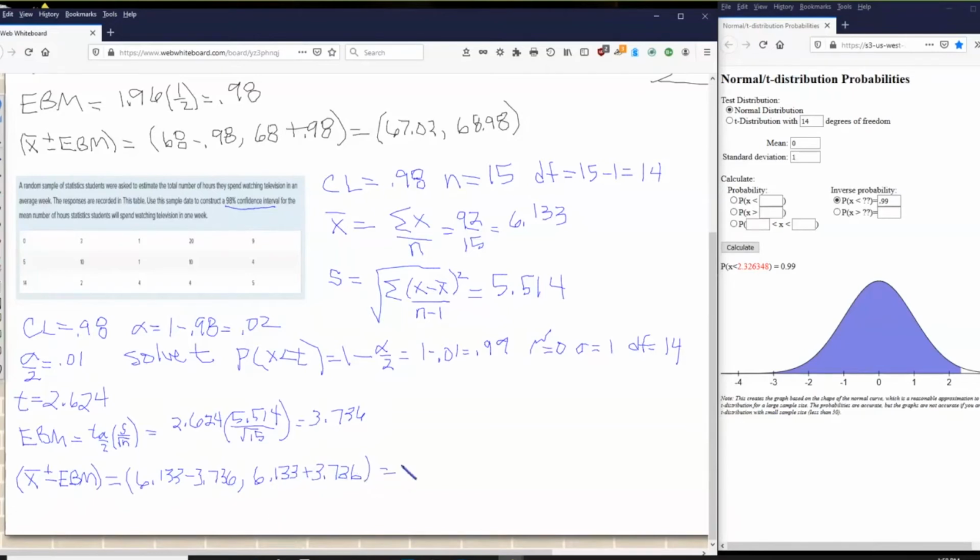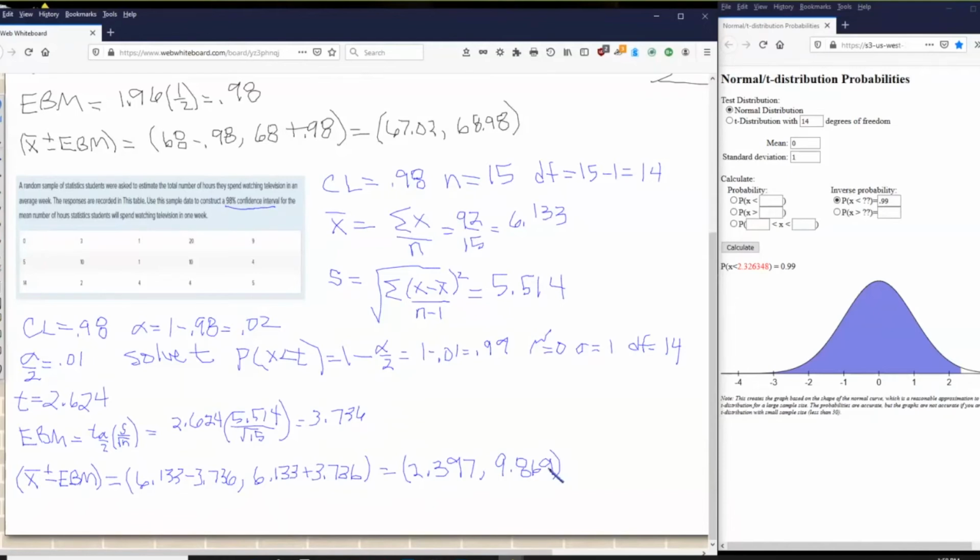And that's going to give me a confidence interval of 2.397 for my lower bound and 9.869 for my upper bound. So then we can say we estimate with 98% confidence that the mean number of all hours that statistics students spend watching TV in 1 week is between 2.397 and 9.869. Okay?